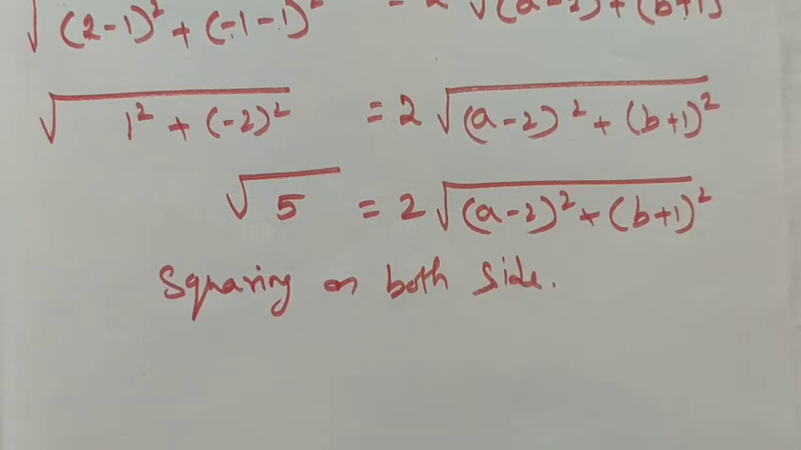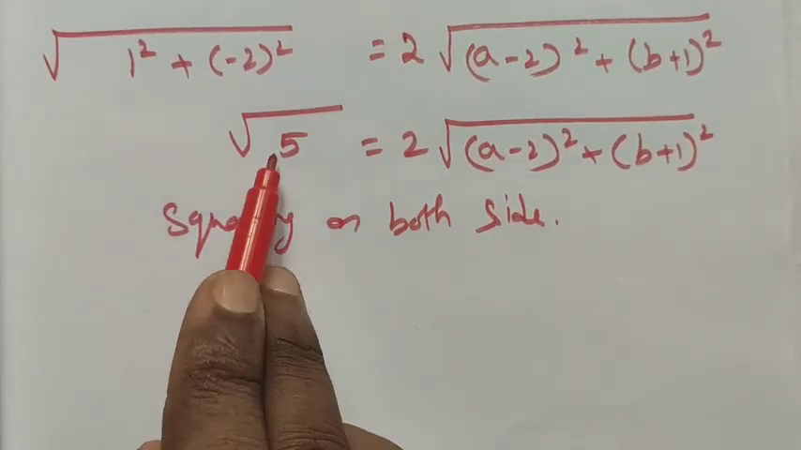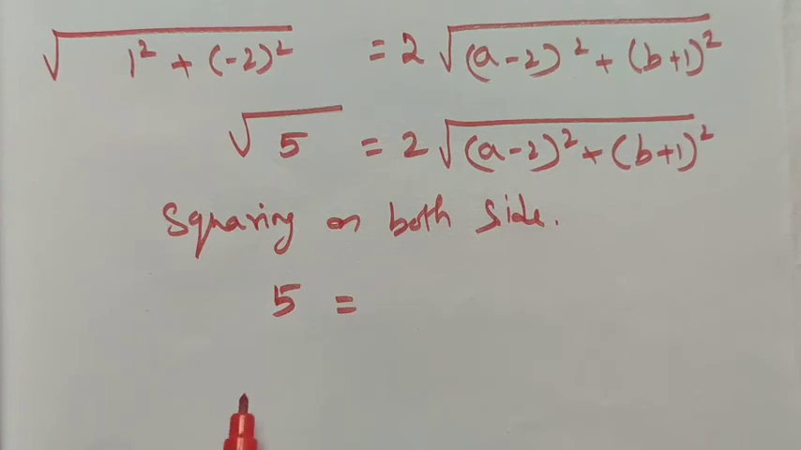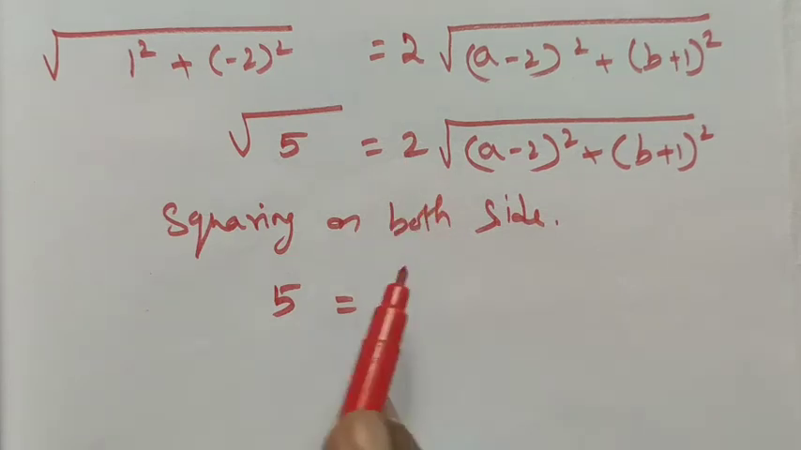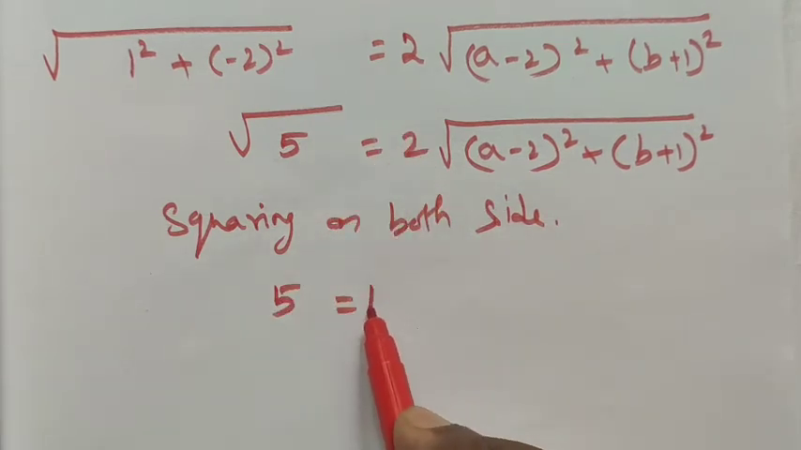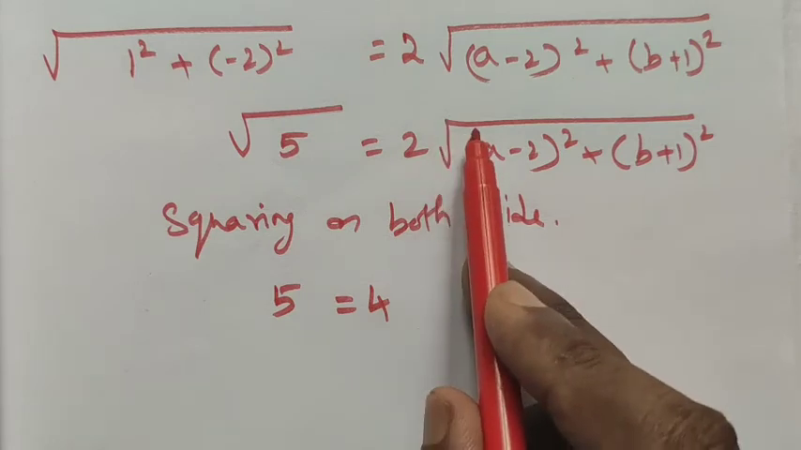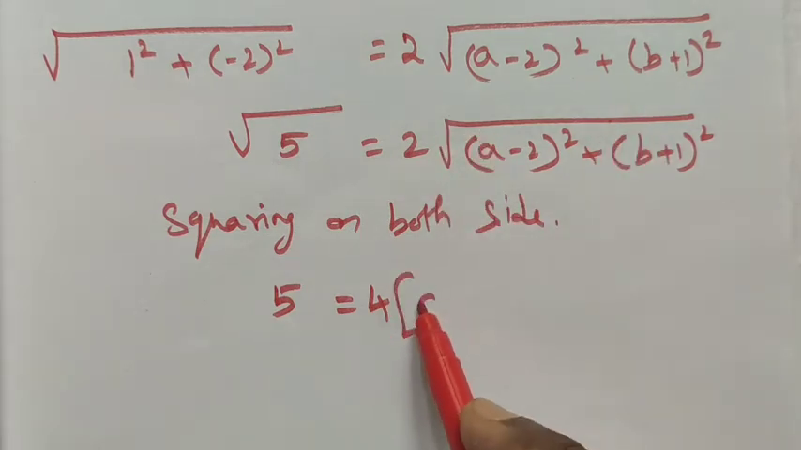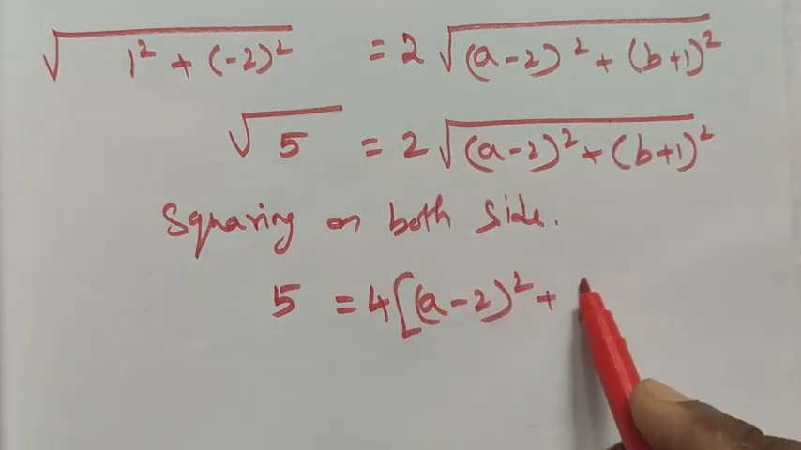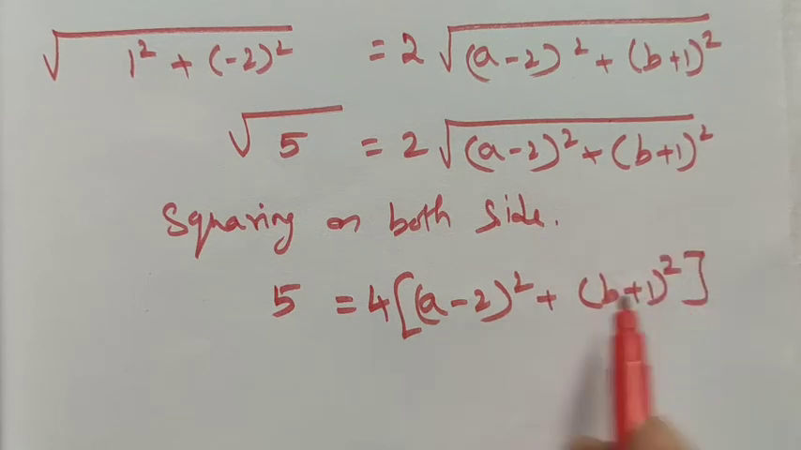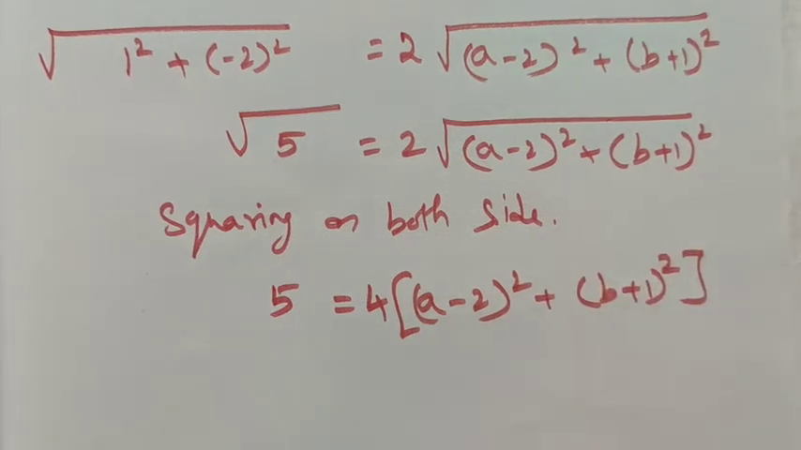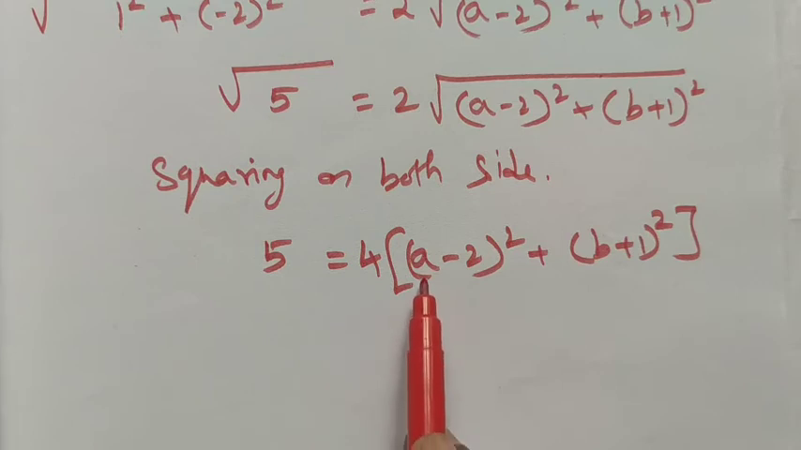Squaring on both sides, when I square this, the root and square will be cancelled. 5 is equal to, if I square this term, 2 will be changed into 4. If I square this term, square and root will be cancelled. So (a minus 2) whole square plus (b plus 1) whole square. So common outside 4.